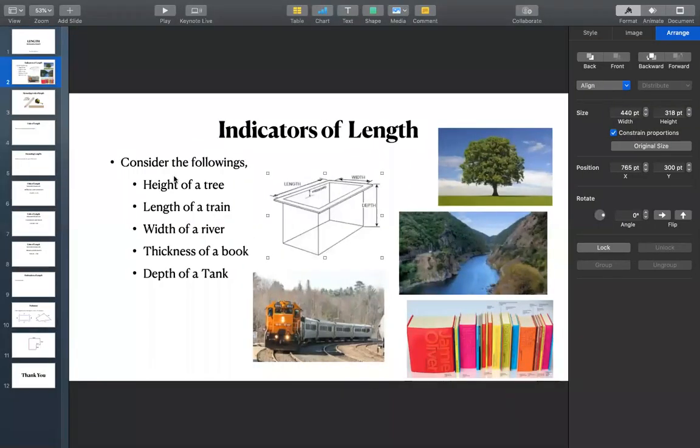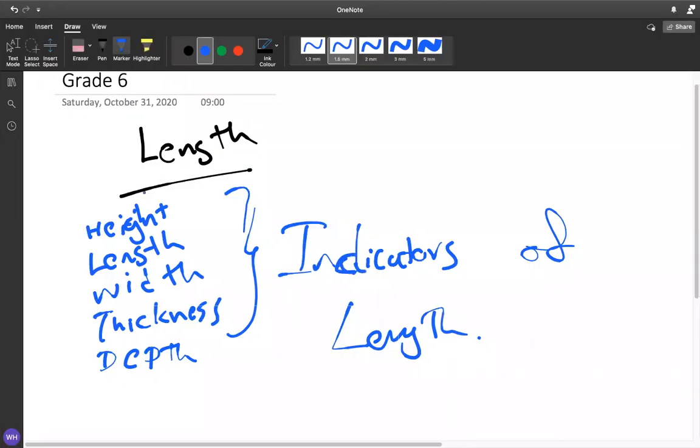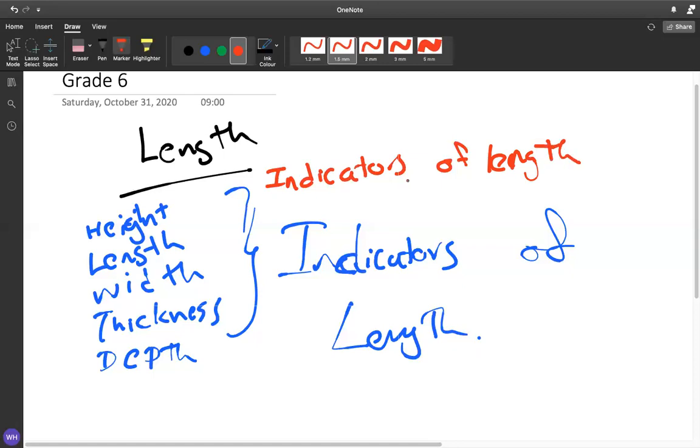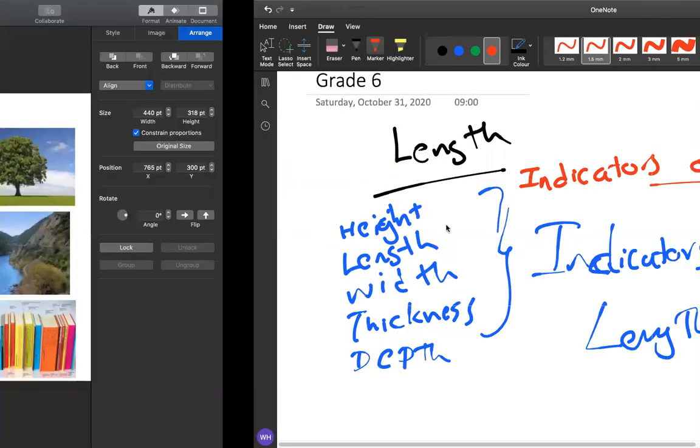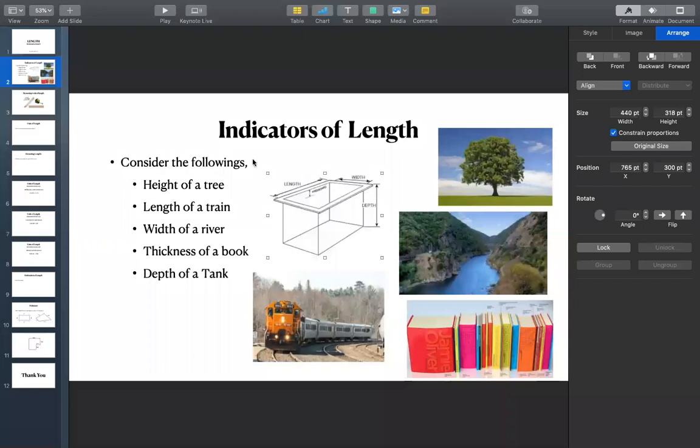Write. Consider the followings. Sorry, first of all write a subtopic. After length, write a subtopic. Yes, the subtopic is indicators of length. Indicators of length. This is the subtopic, and then after that write consider the followings, put a comma here, write these things downwards.